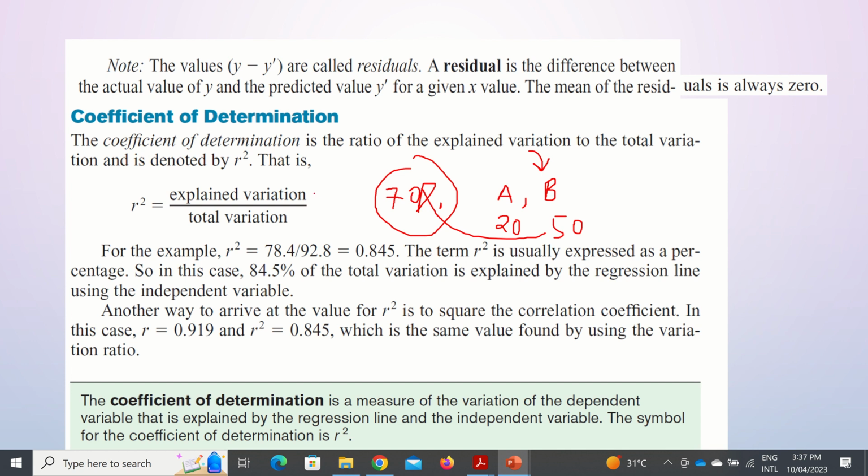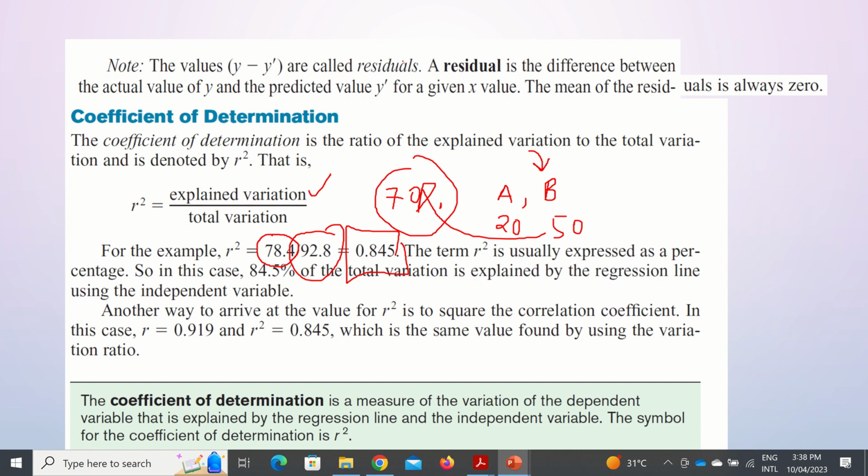Okay, so we are interested in the coefficient of determination, which is the ratio between explained and total variation. So we have explained variation divided by total variation. Explained variation, for the previous example, was 78.4, and total variation was 92.8, and when you find that, we get 0.845. Keep in mind 0.845 is basically the square of the correlation coefficient. For the specific data we discussed earlier, r was 0.919, and the square of 0.919 is 0.845. So that's why we are having the same thing.